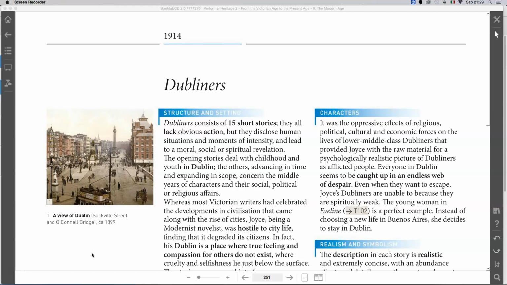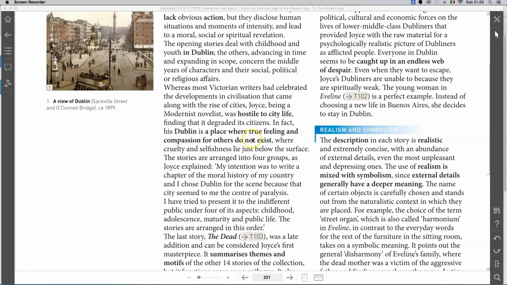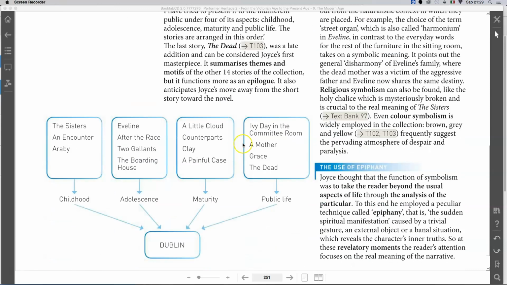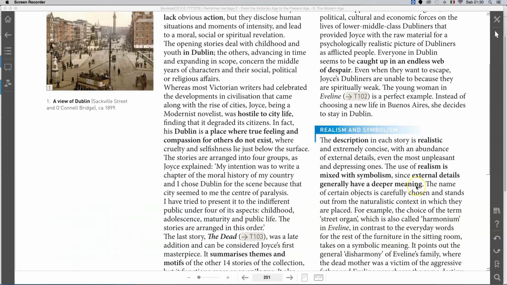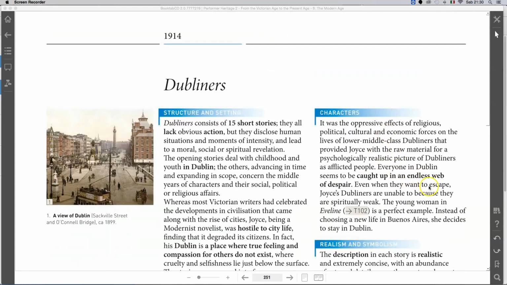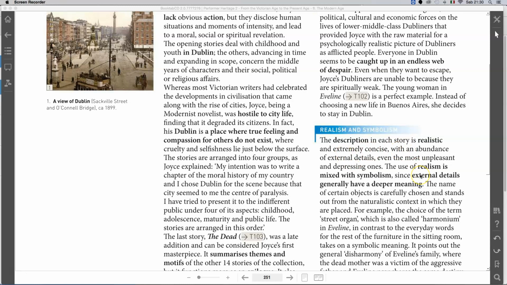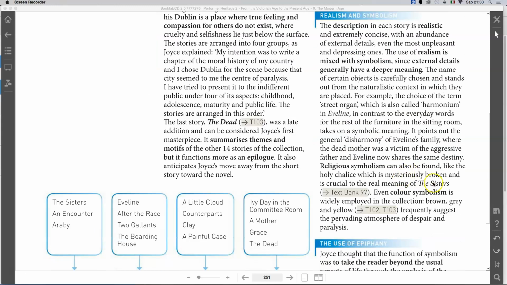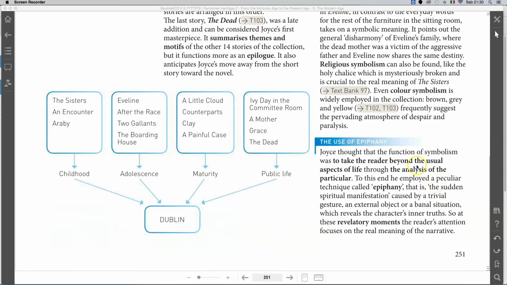Today we are going to talk about the Dubliners, a collection of short stories which James Joyce published in 1914. In particular, we will go through the structure and the setting in time and place, the division of the short stories into four groups. After this, we're going to talk about the characters and the use of realism and symbolism in this collection of short stories. The use of the epiphany, which is very important.